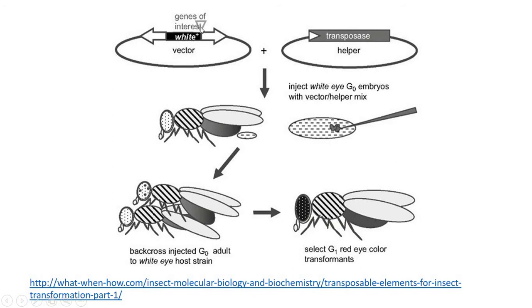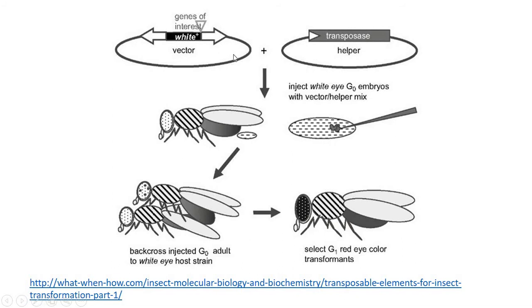So if you insert your gene of interest in this white eye gene, that will disrupt the white eye gene. And when the white eye gene is disrupted, it gives the red eye color to the flies. So in this example, you made this plasmid with the promoter sequence and the white eye gene with your gene of interest inserted in it, and then you have this transposase, a helper plasmid that contains a transposable element.